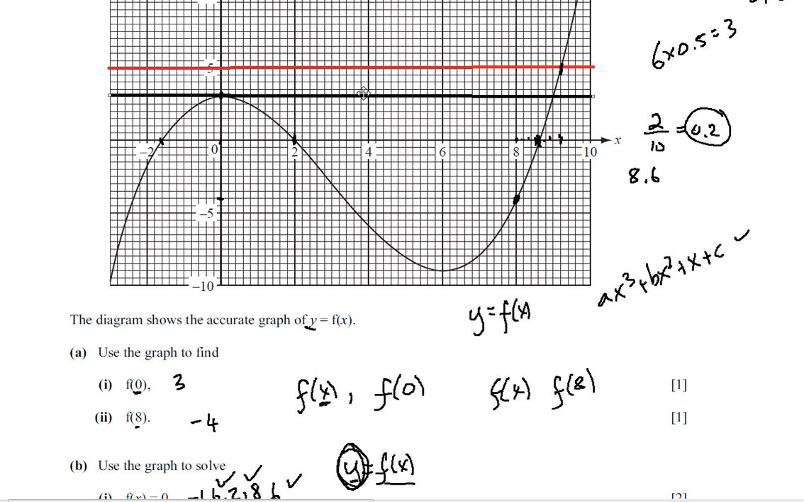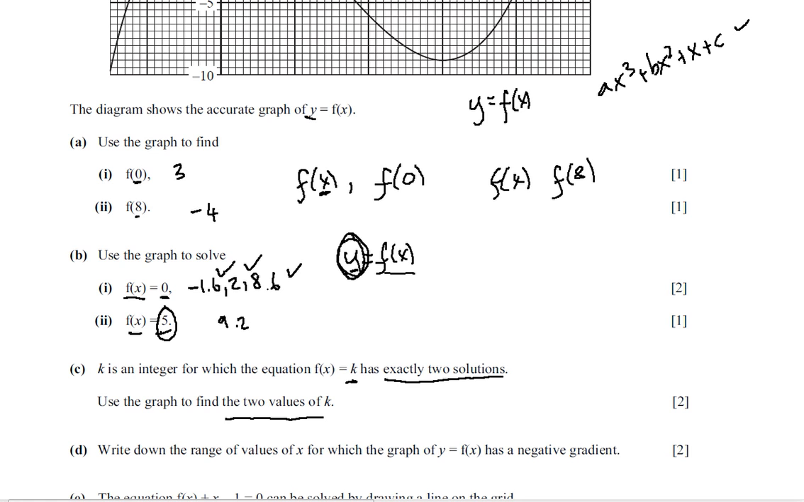Anything below that, you'll see it now goes through 3 solutions. It hits the graph 3 times, 1, 2, 3. So we only want where it has 2 solutions, which is over there. Anything below is 3, anything above that's 1, so that's 2. So we found that point over here is 3. So when y is 3.